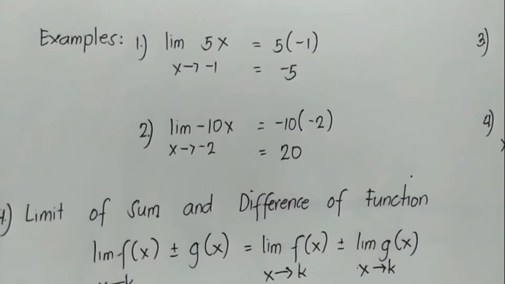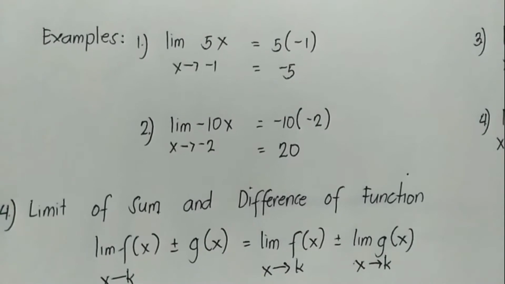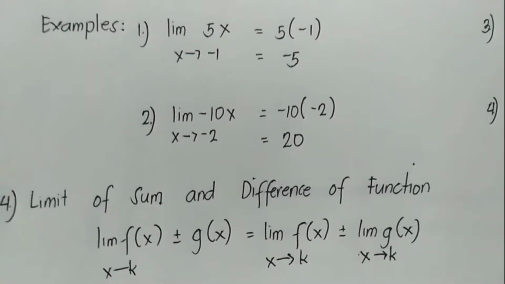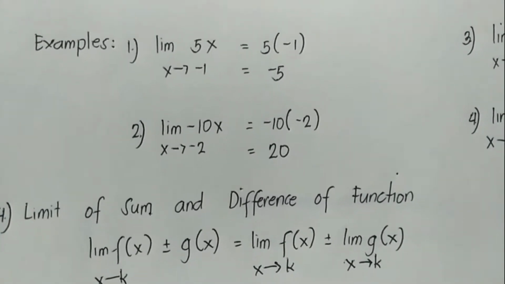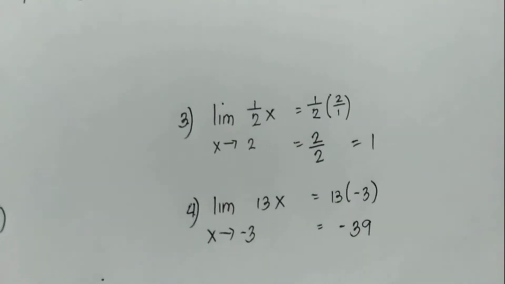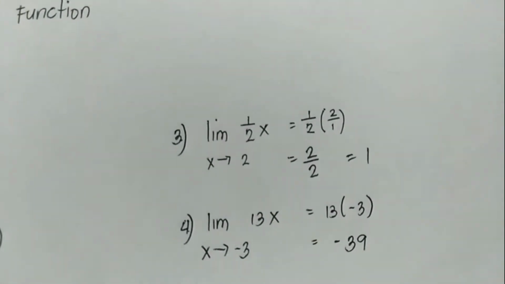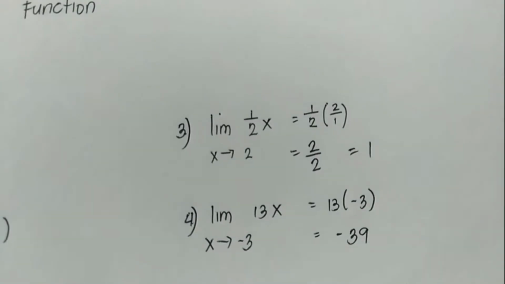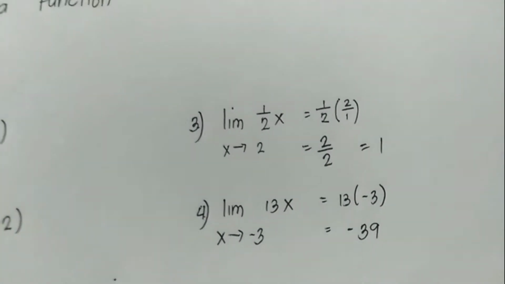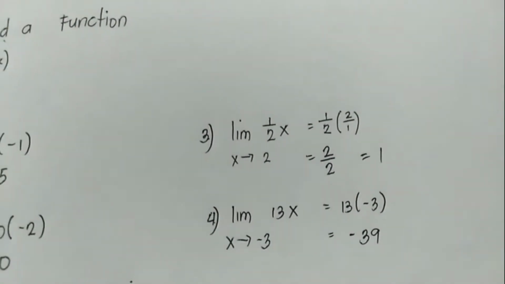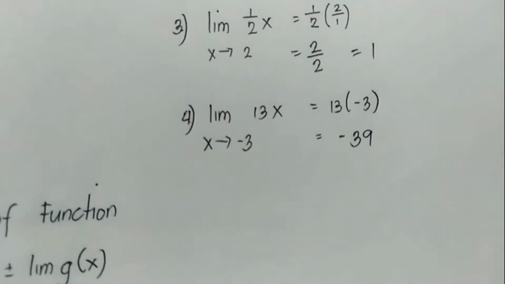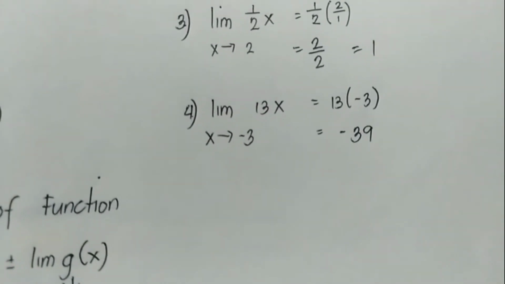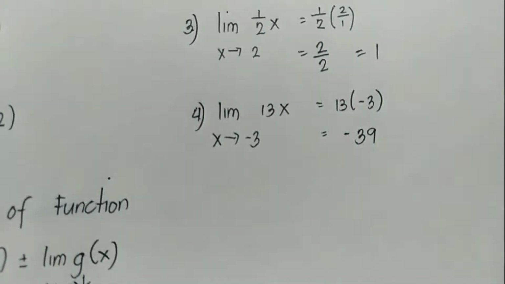Number 2, the limit of negative 10x as x approaches negative 2. Then substitute the x. Negative 10 times negative 2 is positive 20. The limit of 1 half x as x approaches 2. So substitute the value of 2. 1 half times 2 is equal to 1. And the limit of 13x as x approaches negative 3. 13 times negative 3 is equal to negative 39.